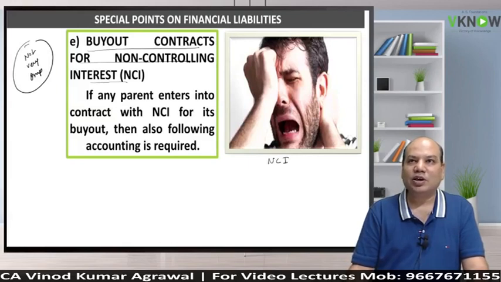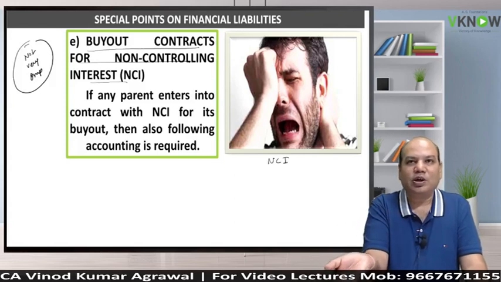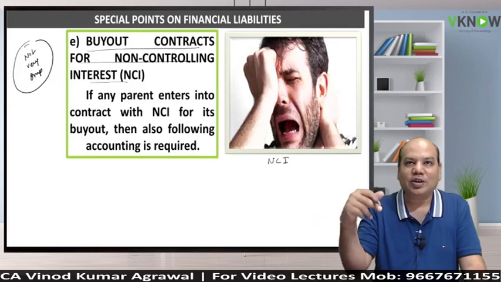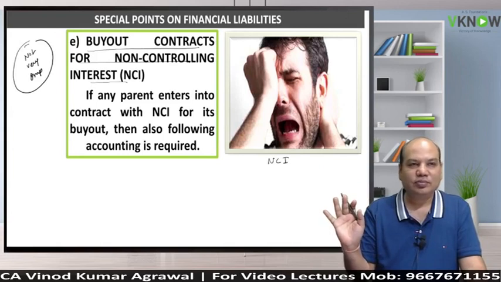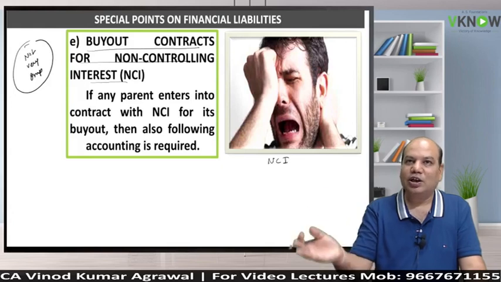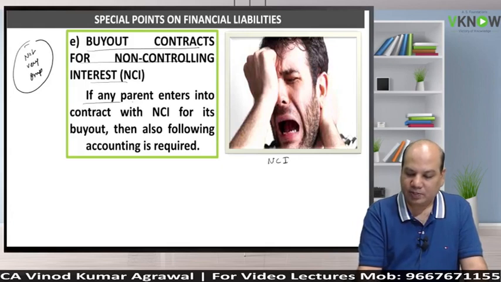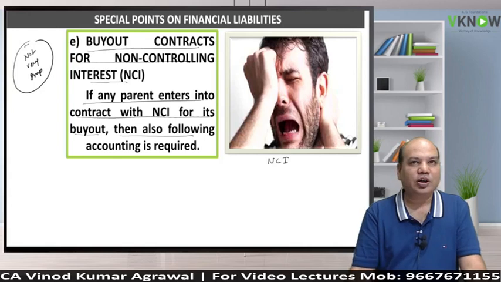Because otherwise he may think that I got stuck. This company may not perform and my money or investment will get locked. Like in the earlier example, buyout obligation, where you are giving a commitment on your own share. Now here the parent company is giving a commitment to acquire the shares in the subsidiary company from an NCI. Understood? Parent is telling this NCI, don't cry, I will buy out your stake in the subsidiary. So if any parent enters into a contract with NCI for its buyout, then the following entry is required.